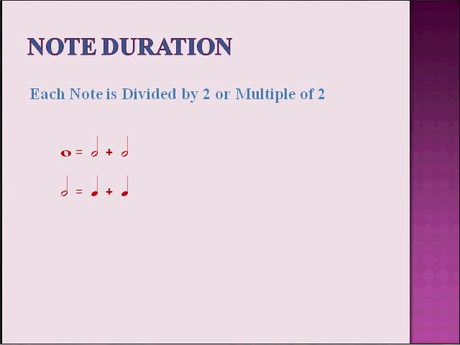A half note equals 2 quarter notes. A quarter note equals 2 eighth notes. I think you're beginning to get the pattern here. An eighth equals 2 sixteenths. It's nothing more than fractions, which are always divided by 2, or a multiple of 2.